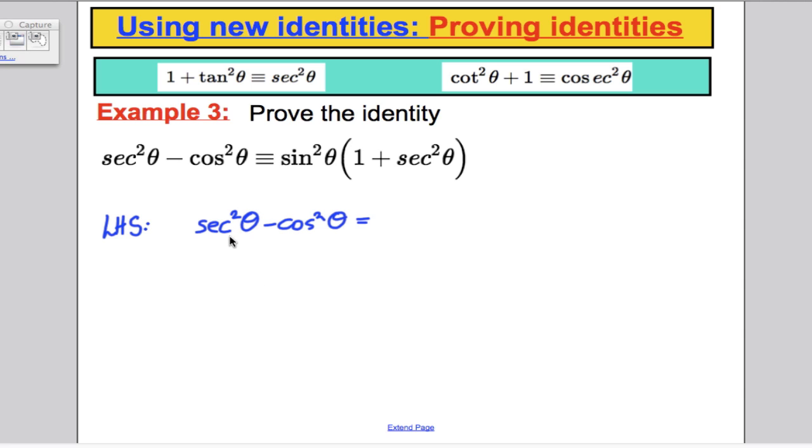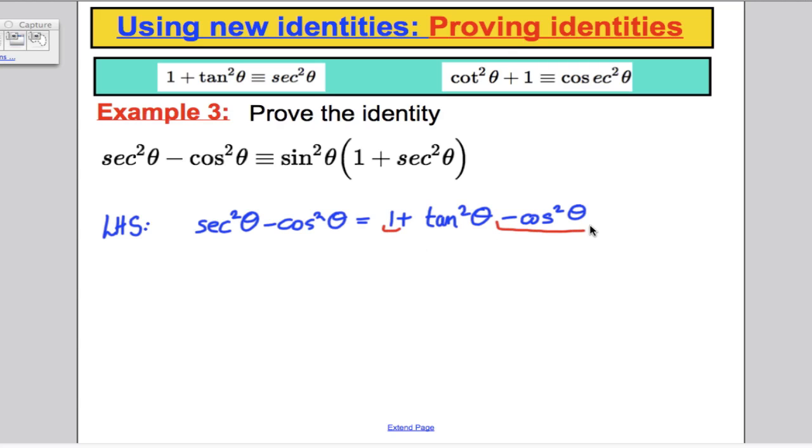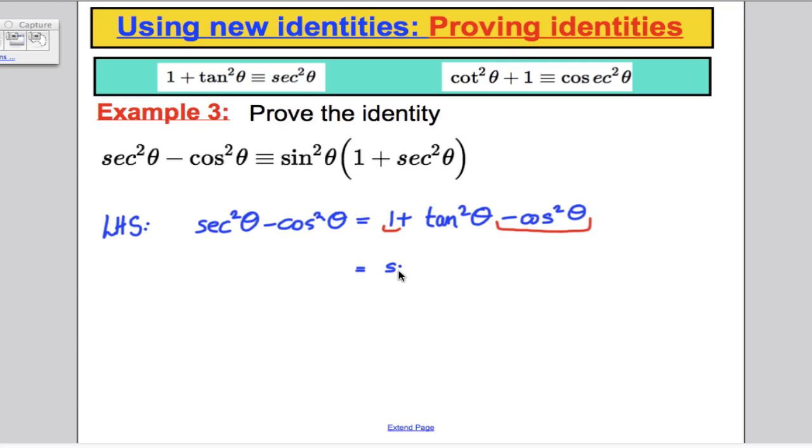Now, do we know any identity with sec squared in it? Well, we know sec squared is 1 plus tan squared. So let's just give it a go and see if that's any help. 1 plus tan squared theta minus cos squared theta. Okay, is that helpful? It's kind of helpful because the 1 here and the minus cos squared theta, 1 minus cos squared theta is sine squared theta. So this would give us sine squared theta, okay? And tan squared theta is by definition sine squared theta over cos squared theta.